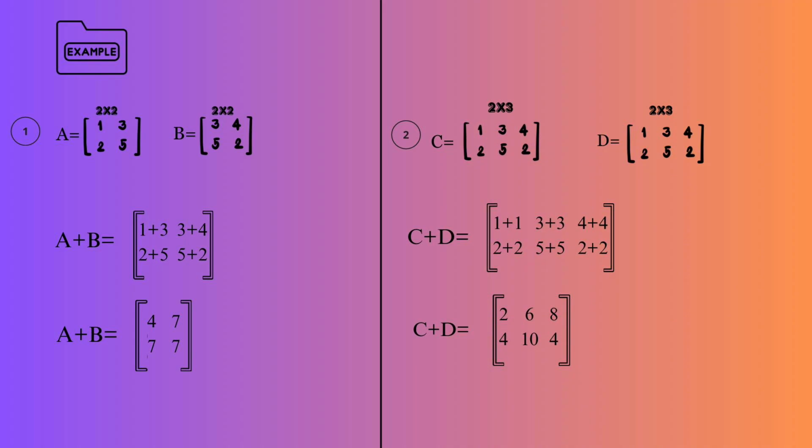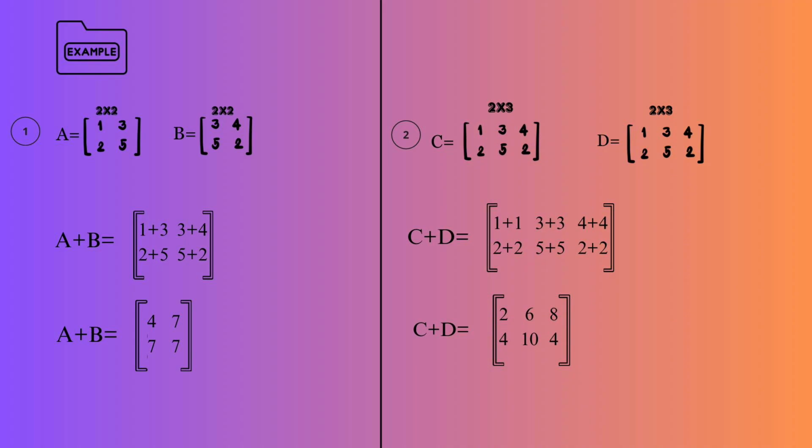We have here a 2x2 matrix and a 2x3 matrix. For solving this problem, we can repeat the previous steps on how to add these two matrices. The first row and first column of the matrices are added together. We can see that 1 plus 3, 3 plus 4, 2 plus 5, 5 plus 2, and we have their sum of 4, 7, 7, and 7.